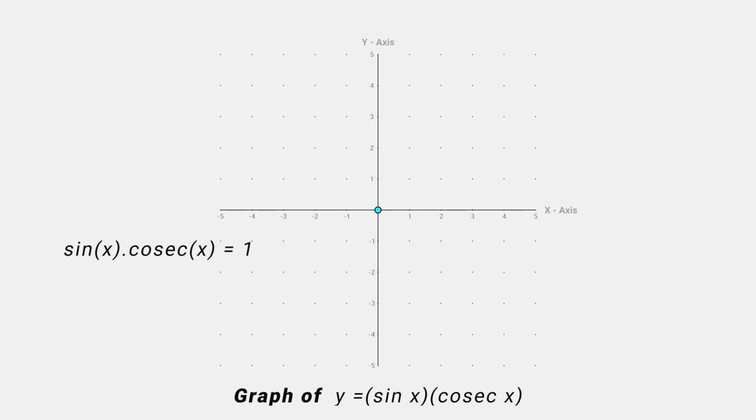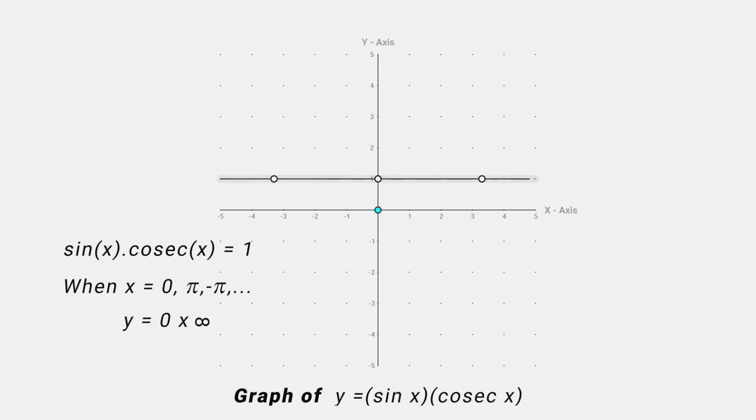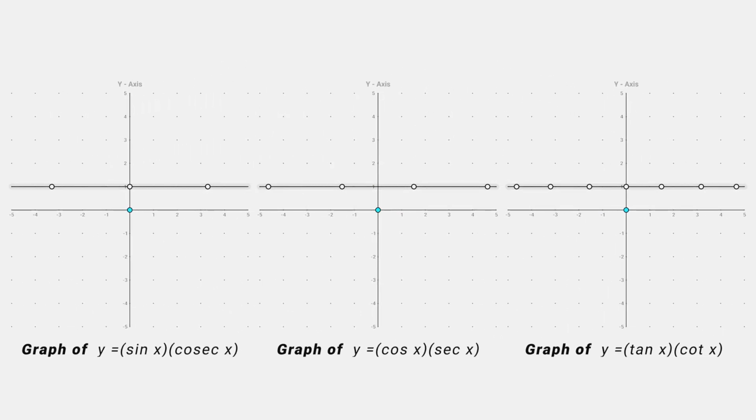People think that sin x times cosecant x equals 1, but what happens when x equals 0, pi, minus pi and so on? In this case, y becomes 0 times infinity, which is an indeterminate form. So the graph of sin x times cosecant x is this. Similarly, we can draw the graph of cos x times secant x and tangent x times cot x.